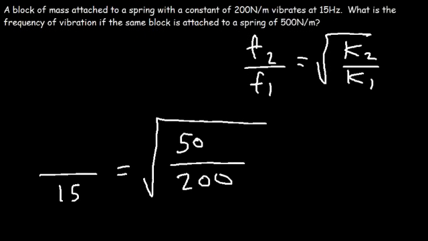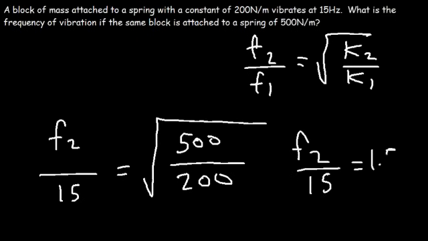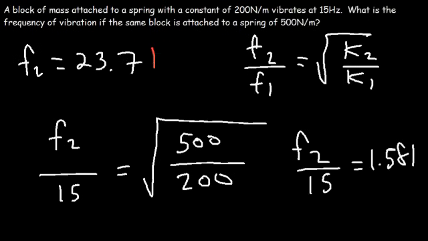K2 is 500, and we're looking for F2. So if we divide 500 by 200, that's 2.5, and the square root of 2.5 is 1.581. So F2 divided by 15 is that number. So to find F2, we need to multiply 1.581 by 15, and you should get a frequency of 23.7 hertz.